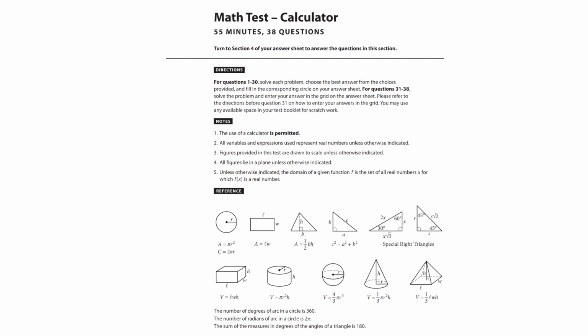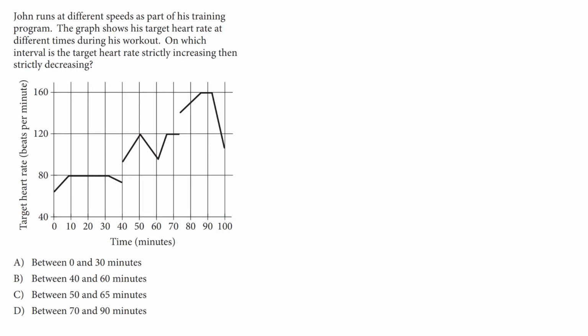exact values. So we do get this reference sheet, which gives us some formulas and some basic information, and then the rest is our knowledge that we'll need to be able to complete these problems. So let's jump right in. We've got 38 practice questions coming up. So here's our first problem.